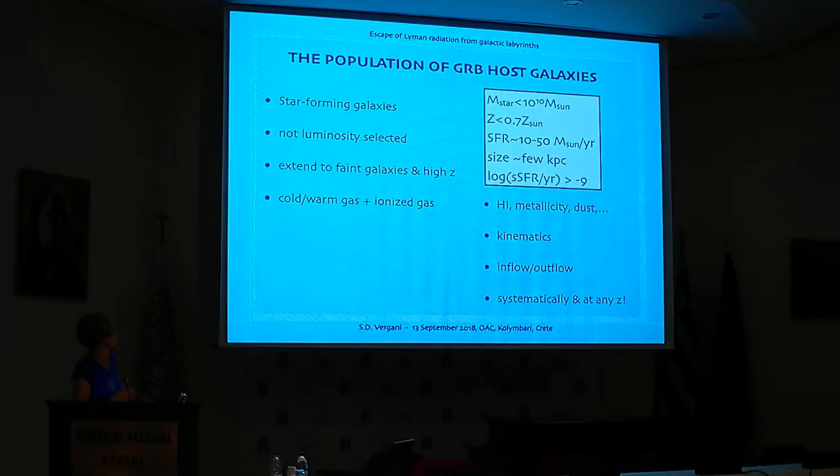I put here some quick reference on the properties of these galaxies. They are faint galaxies. They can go down to 10^8 solar masses in stellar mass. They are subsolar metallicity, star-forming galaxies with a pretty high specific star formation rate, and also very compact galaxies, with sizes of the order of 1 to 3 kiloparsecs on average.